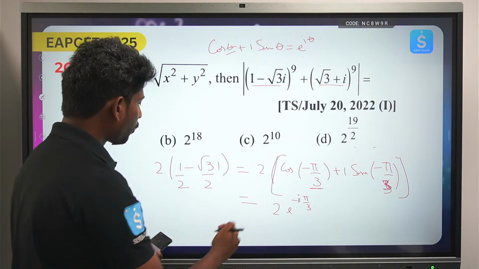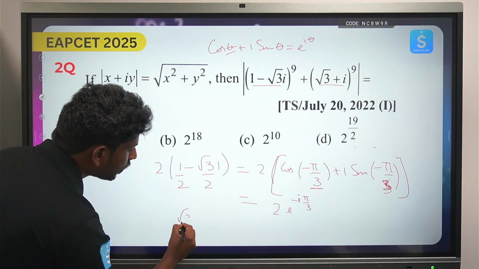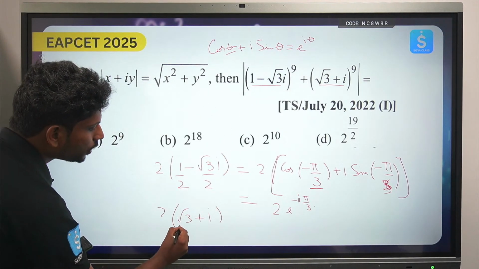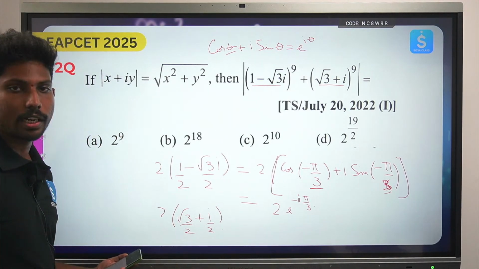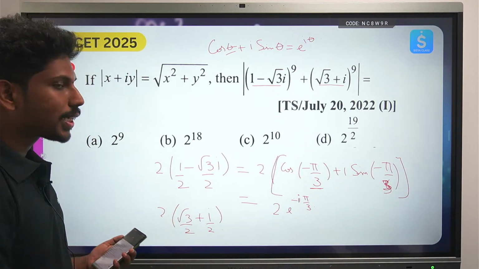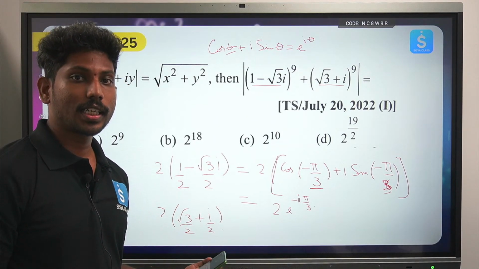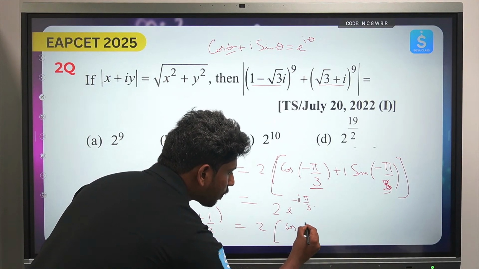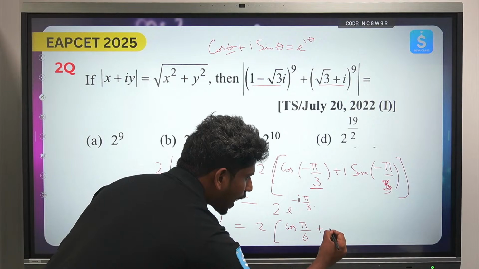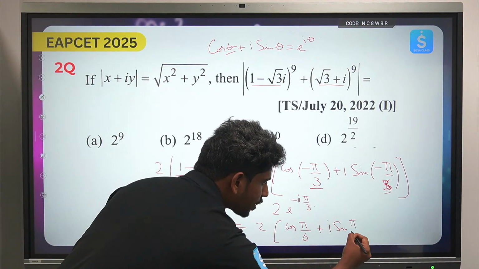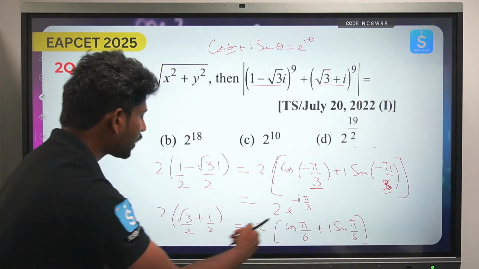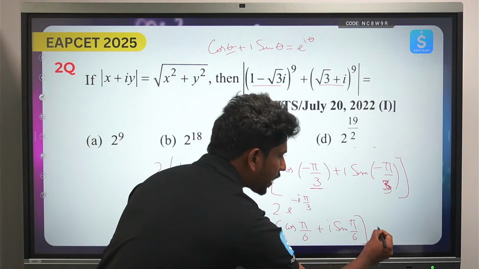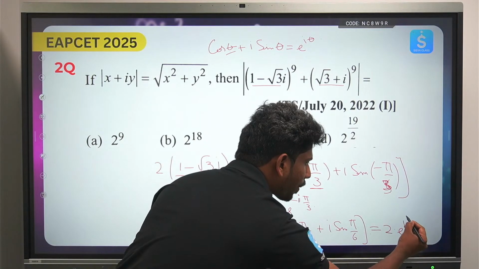What can I write here? Root 3 plus i. Can I multiply and divide by 2? Because I know that root 3 by 2 is some value in the trigonometric table. Root 3 by 2 is cos of which angle? That is cos 30, right? So can I write it as 2 times cos pi by 6 plus i sin pi by 6? Because sin 30 is 1 by 2 and cos 30 is root 3 by 2. So this again I can rewrite as 2 e power i pi by 6.